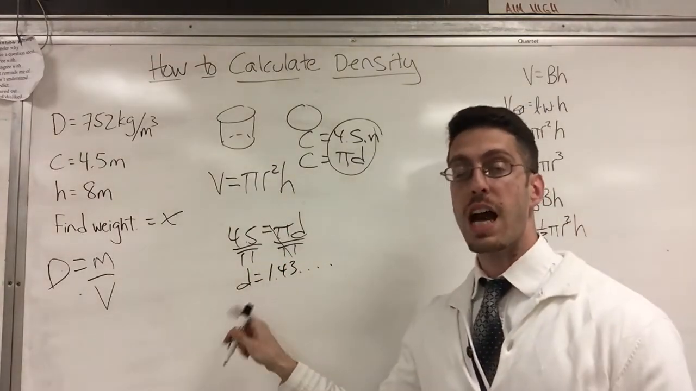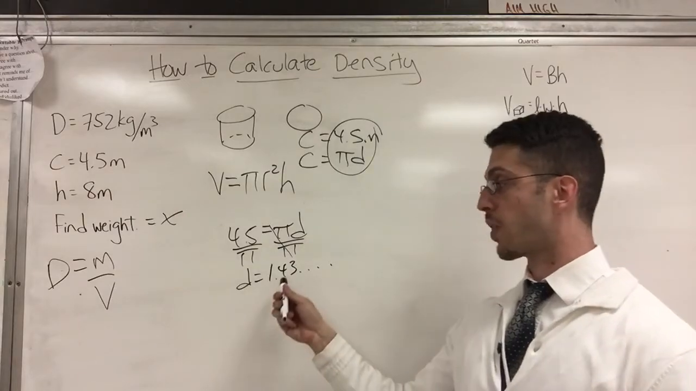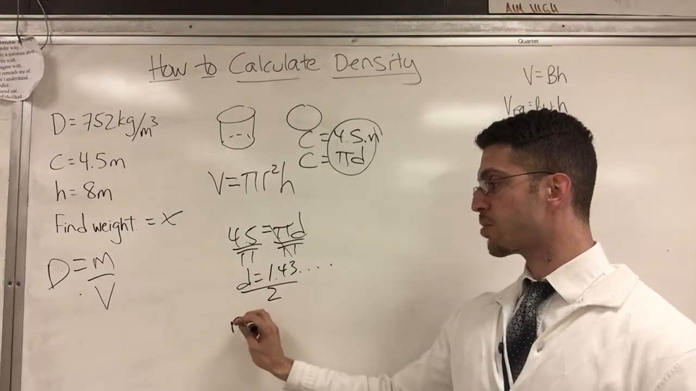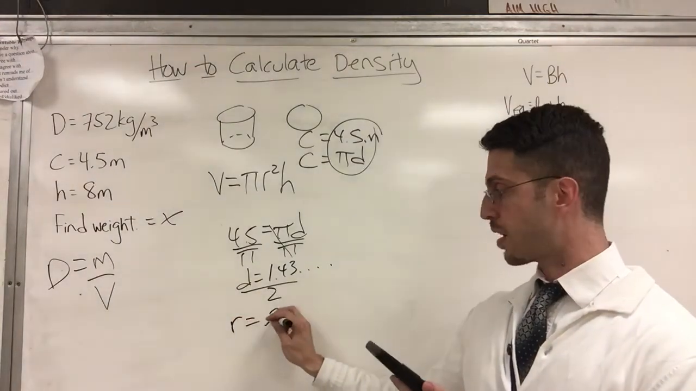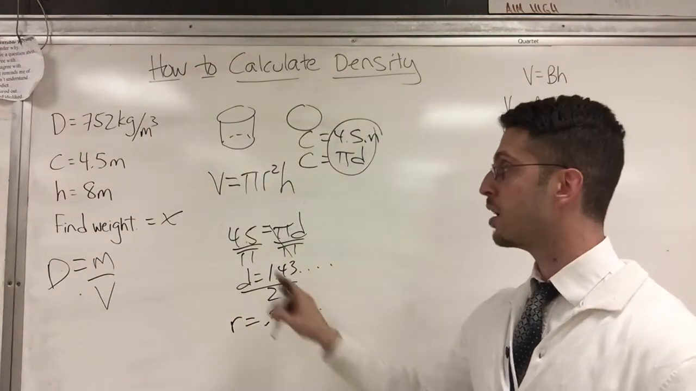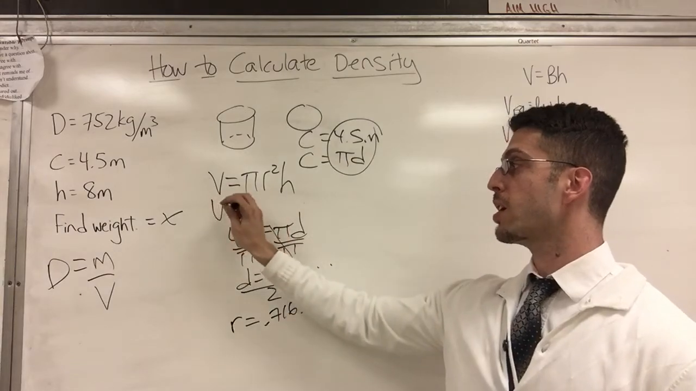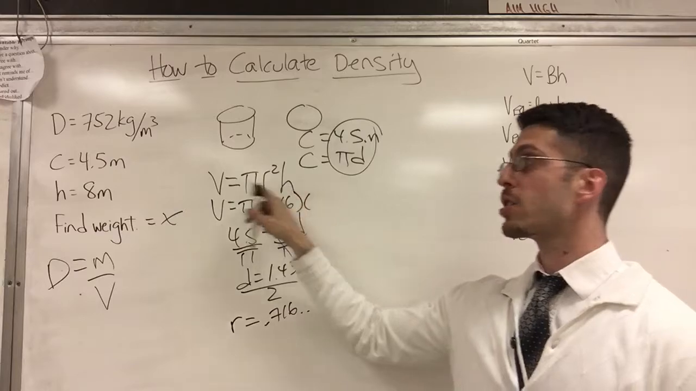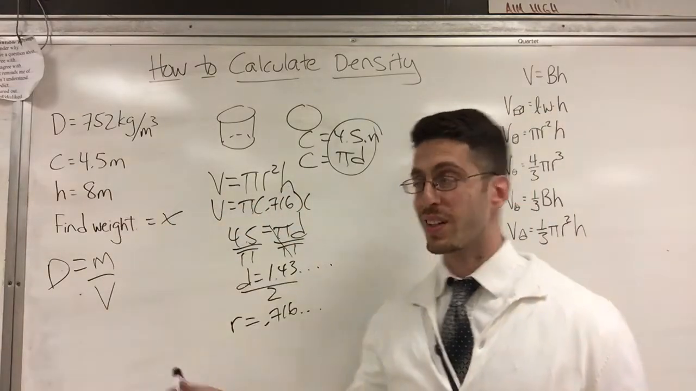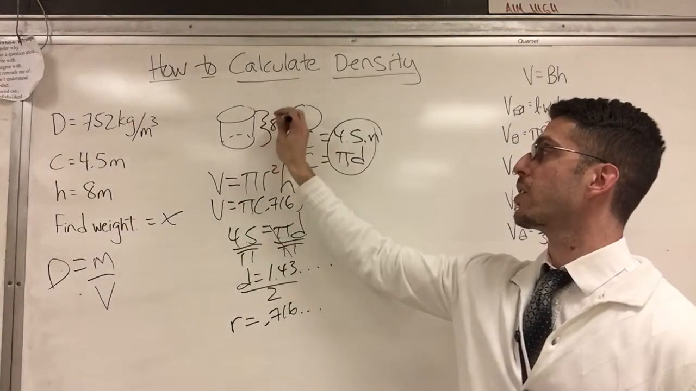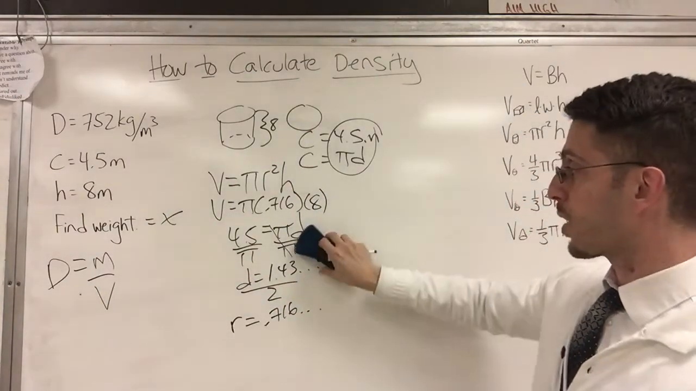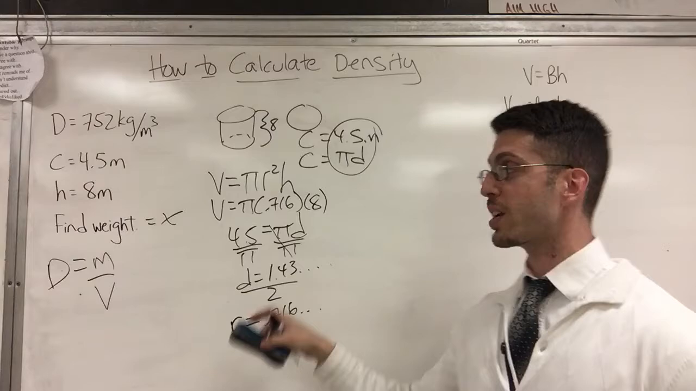I don't want D, I want R, the radius. So I have to take this number and divide it by 2, and that gives me the radius, which is 0.716, blah, blah, blah. So now I can plug in V equals pi times 0.716 squared times h. They gave me h, I don't have to calculate it. That's the height of the cylinder, 8. So let me get this out of the way. This is just to start us off, just to find the radius.